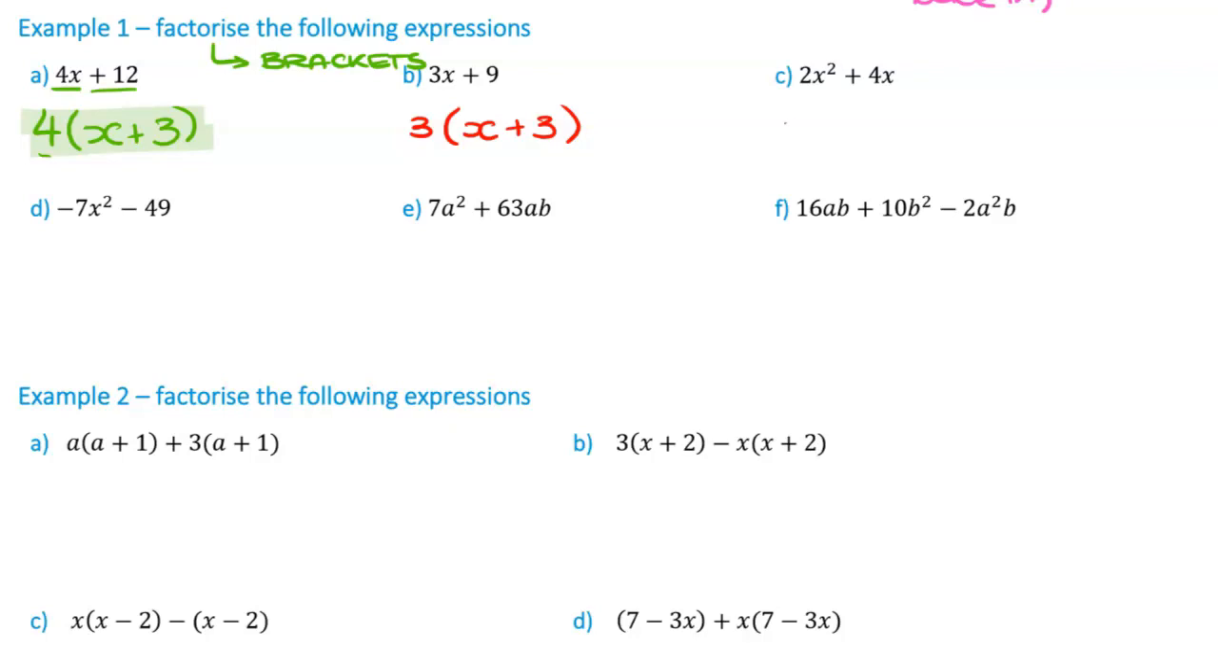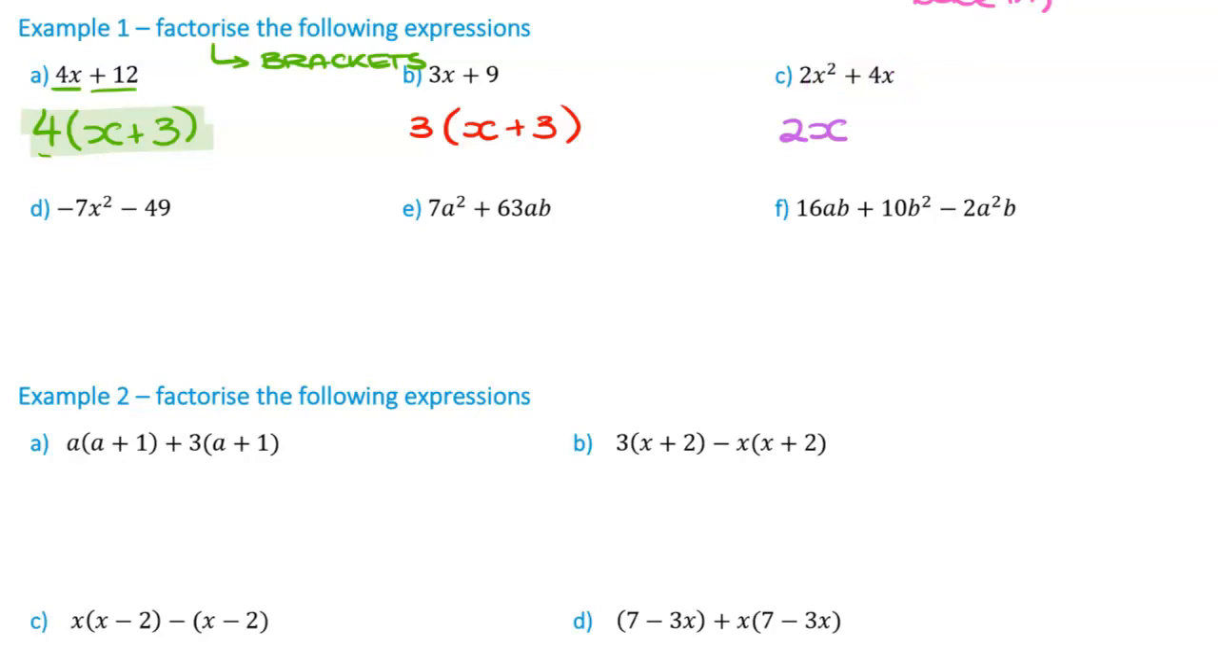Next one. We've got 2x squared and 4x. You probably realise that 2 is the highest common factor with the numbers. But now that we've got pronumerals on both of our terms, we need to consider that as well. We need to think, what's the highest value of a pronumeral that works for both? I notice that there's an x squared here and there's an x. So what we have in common is an x.